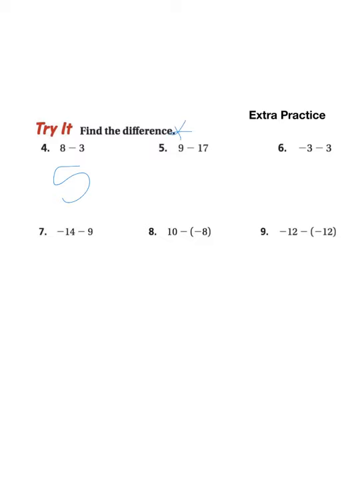We keep the 9. We change the minus to a plus, and we change the +17 to a negative. So our new expression is 9 plus, I read it wrong, is 9 plus -17. We know our answer will have a negative because 17 is larger and it's negative. Our answer will be -8.